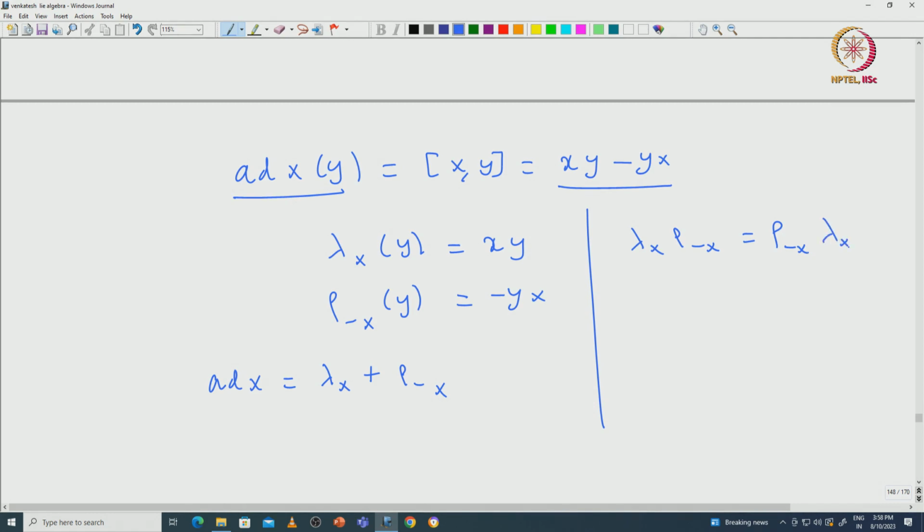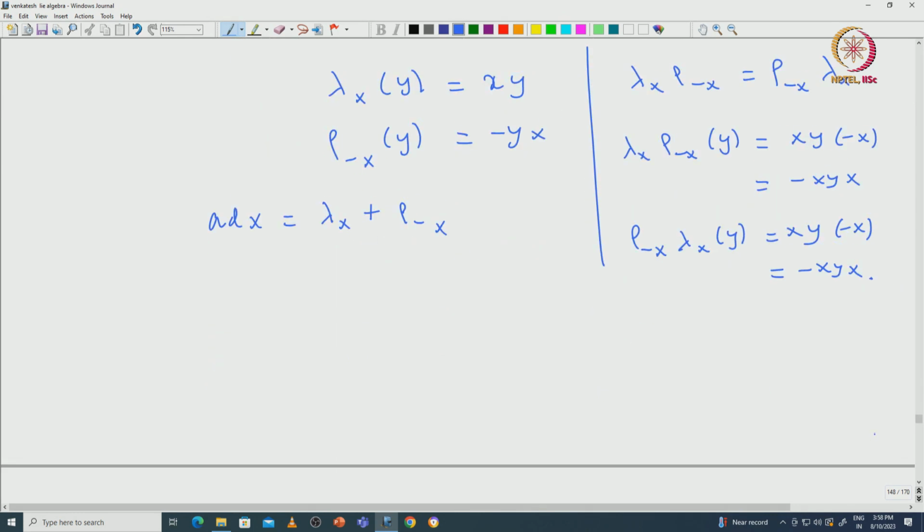Let us check. If you apply lambda x rho minus x on some y, you get x times minus yx, which is nothing but minus xyx. On the other hand, if you apply rho minus x lambda x on y, you get xy times minus x, which is equal to minus xyx. So this proves that you have written ad x as two commuting operators.